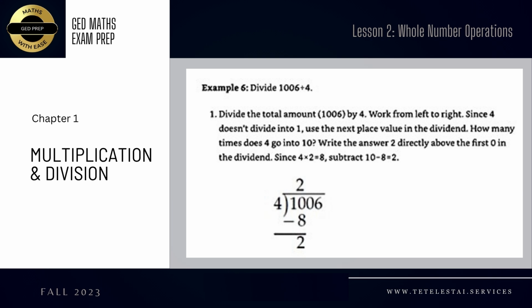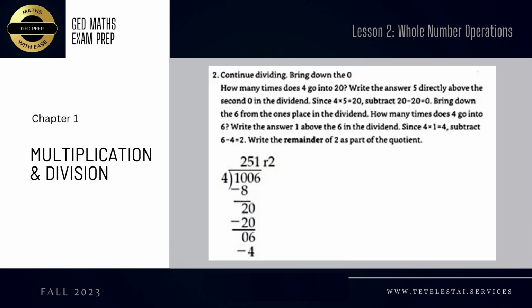Okay, so once you bring down your 0, 4 goes into 20 five times. 4 times 5 is 20. And so you subtract 20 from 20, you get 0, but you're not done, are you? Because you still have one number, right? So how many times does 4 go into 6? 1. Exactly. And so you write the 1 where? Above the 6. Right?